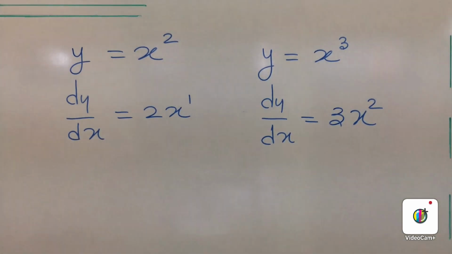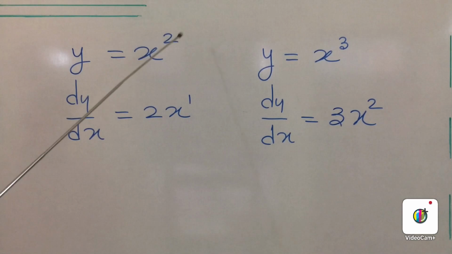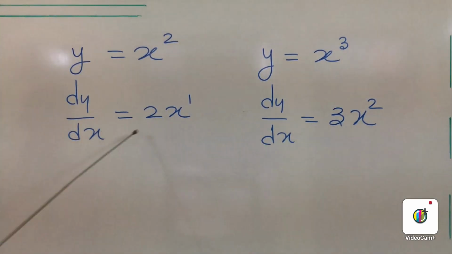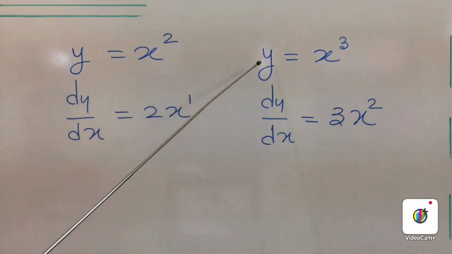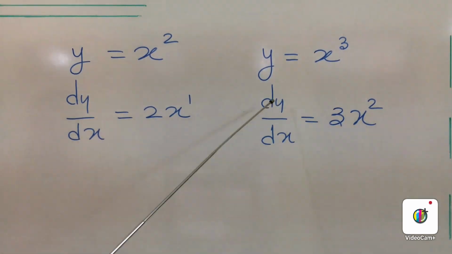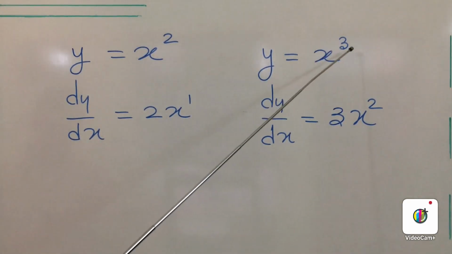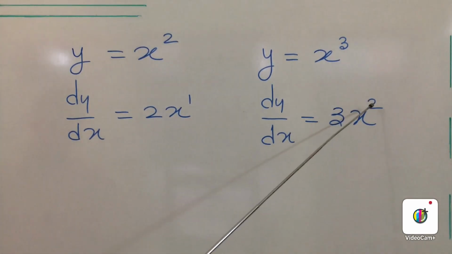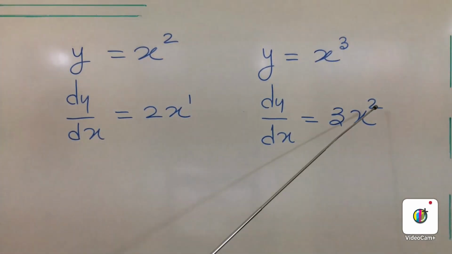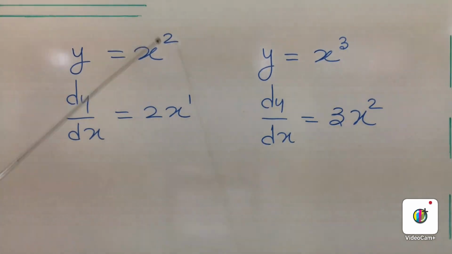Earlier we got these derivatives from the basic definition. y equal x square, therefore dy over dx equal 2 times x to the power 1. This 2 comes in front, x to the power 1. y equal x cube, therefore dy over dx, when you take this 3 in front, 3 times x to the power 2. Here power 3, here power 2. Here power 2, power 1, the power is one lower from the basic equation.